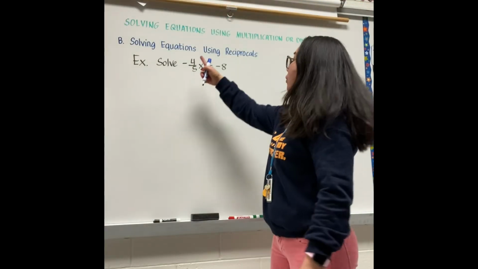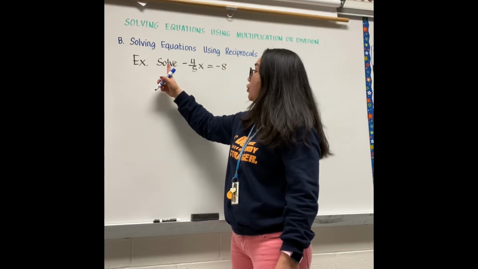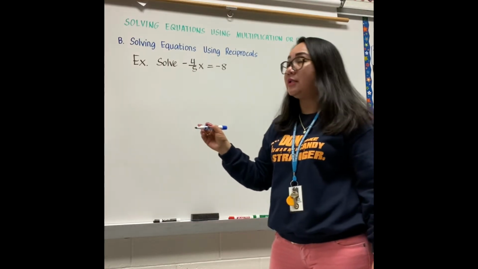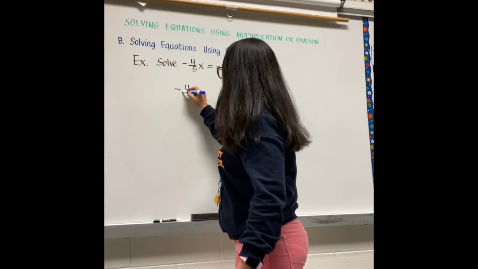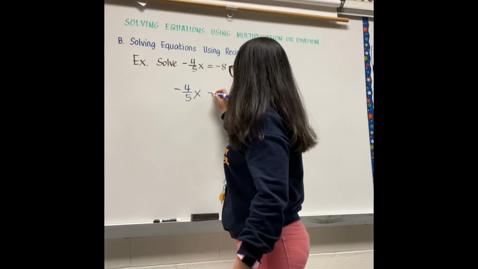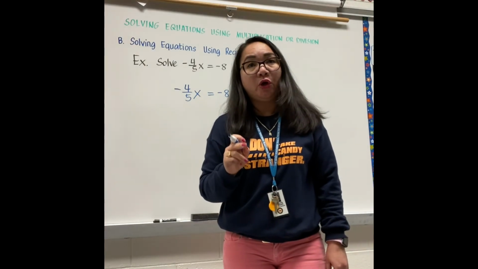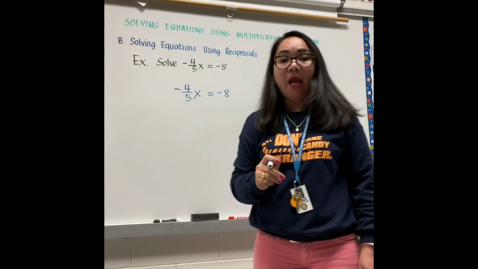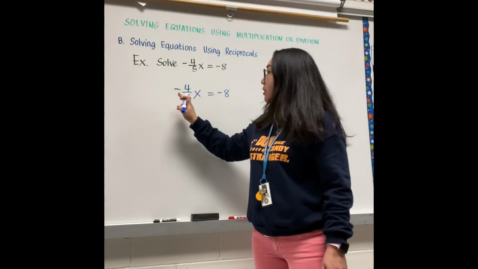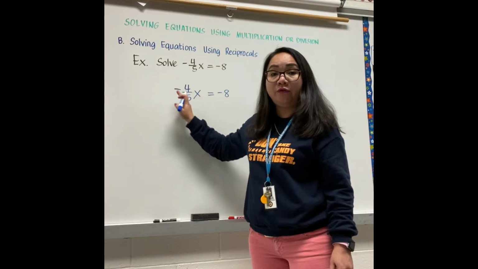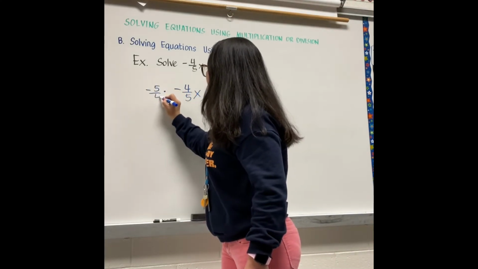We will solve equations using reciprocals. So in our example, solve negative 4/5 x equals negative 8. So write the equation, negative 4/5 x equals negative 8. Then we will apply the multiplication property of equality. So we will multiply both sides of the equation by the reciprocal of negative 4/5, which is negative 5/4.